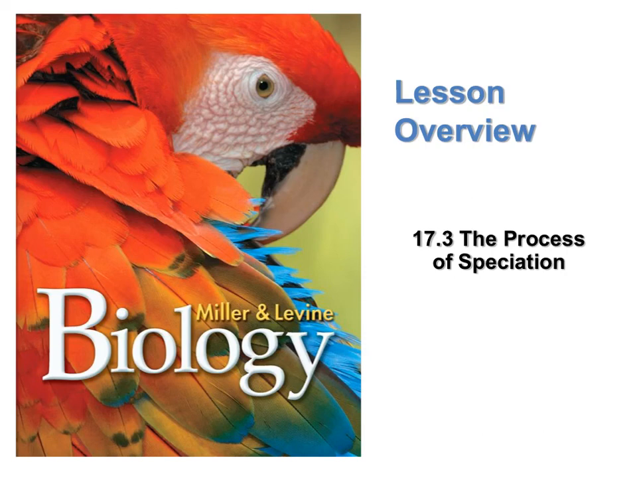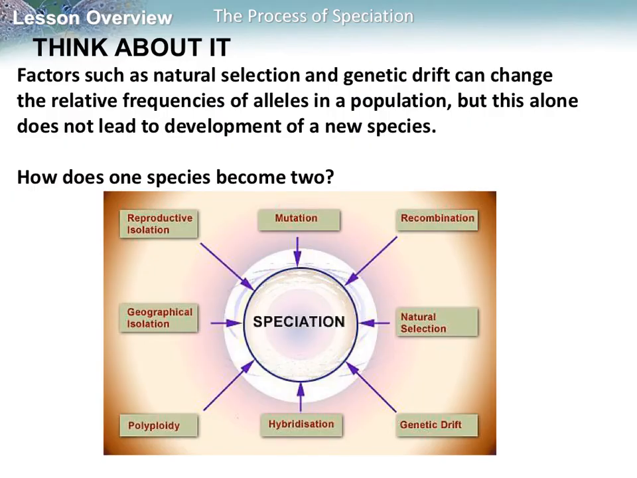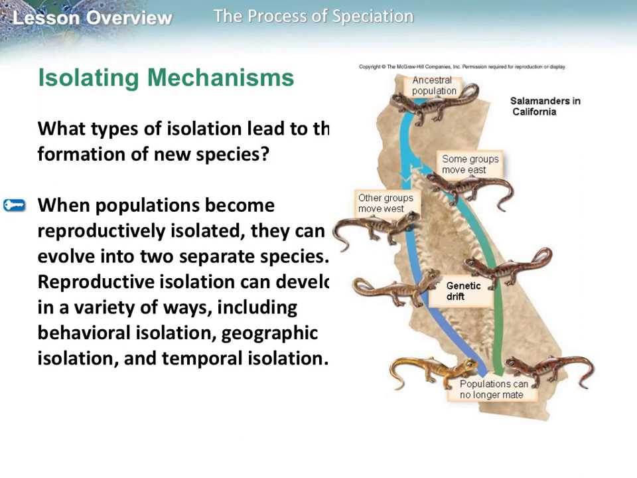Here in this section, we're going to talk about the process of speciation, or how a new species is made. Things like natural selection and genetic drift change the percentages or frequencies of alleles in a population. But the question is, how does a new species develop? Isolating mechanisms are things that can lead to the formation of new species. So when a population becomes reproductively isolated, meaning cannot reproduce with each other, they can evolve into two separate species.